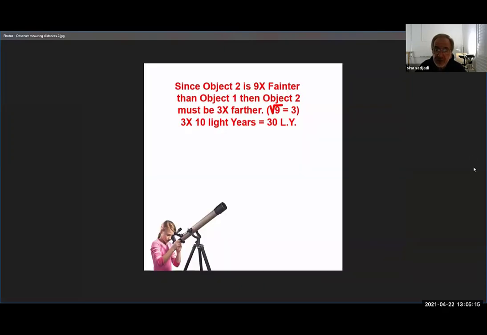So how do you figure this out? Very easy. You say object number 2 is 9 times fainter. Then you get the square root of 9. That gives you 3. So it's 3 times farther because it's 9 times fainter. And if that's the case, then 3 times 10 light years is 30 light years away. So that's how you figure things out like that.